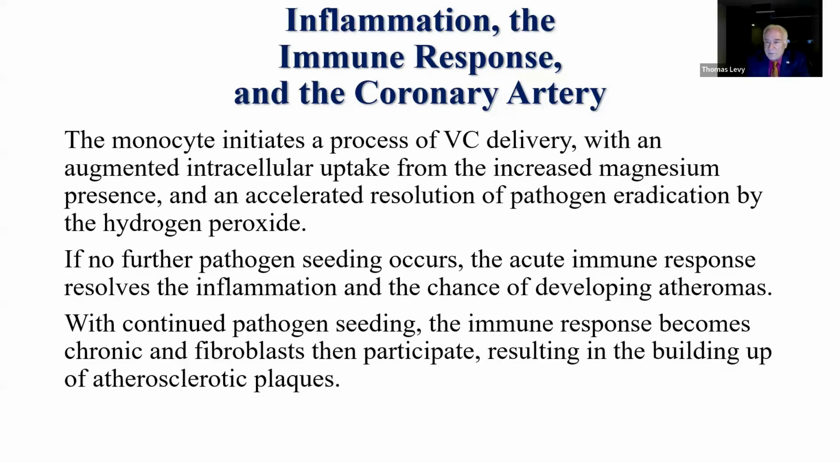When the pathogens continue to come in, the immune response goes from acute to chronic. And the cells that start coming in then are less monocytes and more fibroblasts and other cells that build up tissue, that build fibrous tissue.